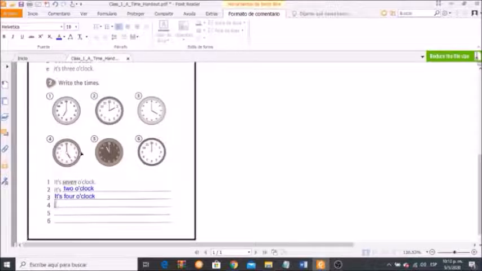Number 4. Clock number 4. What time is it? Again, we know that the sentence starts with it's. And then, what is the hour hand pointing at? Very good. At number 5. So we say it's 5 o'clock.